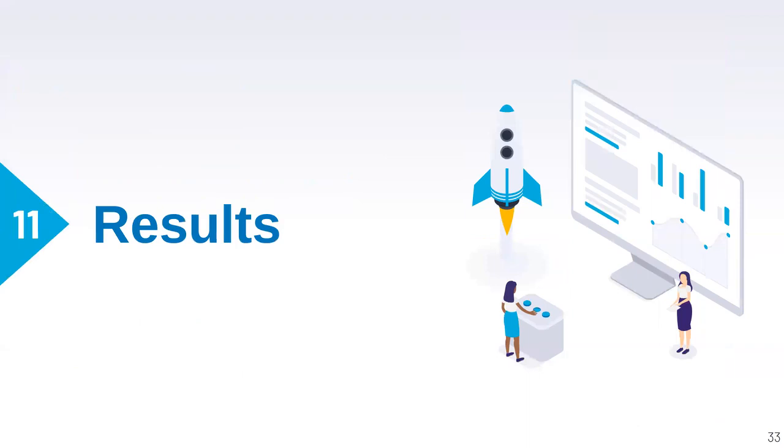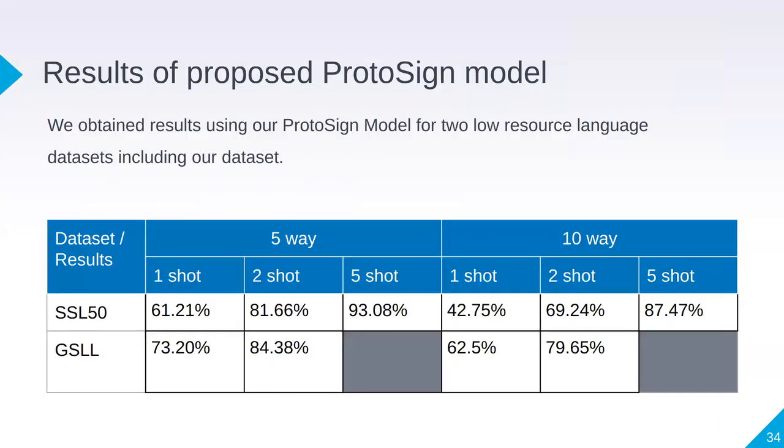Let's move into the results that we obtained during our research. We evaluated our ProtoSign model against 2 low-resource datasets: SSL50, which is our proposed dataset, and GSLL, which is a Greek Sign Language dataset. We used a meta-learning-based approach to obtain the results. Here you can see the results that we have obtained for 1-shot, 2-shot, and 5-shot separately in 5-way and 10-way scenarios. You can see that in each scenario, 5-shot has the best accuracy. The accuracy of the GSLL dataset is better than SSL50 because the GSLL dataset has static backgrounds.